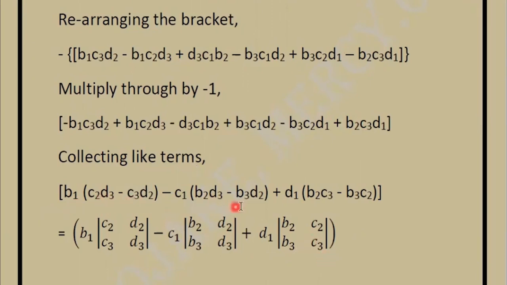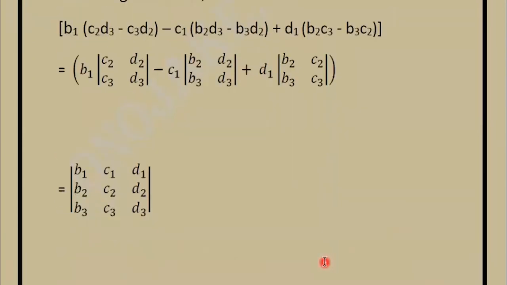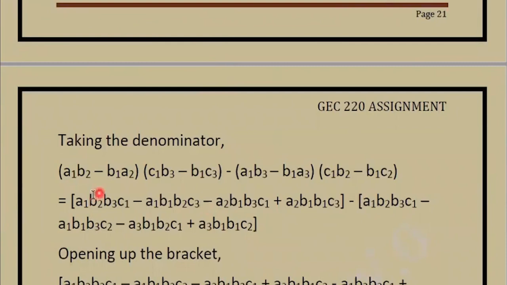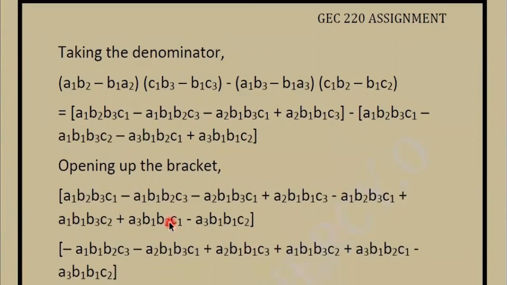But you see, leaving it like this, it looks so clumsy. And then we have this in matrix form for easy comprehension. And of course, overall at this. Now we take the denominator and we do likewise. Open up the bracket. Open it more.